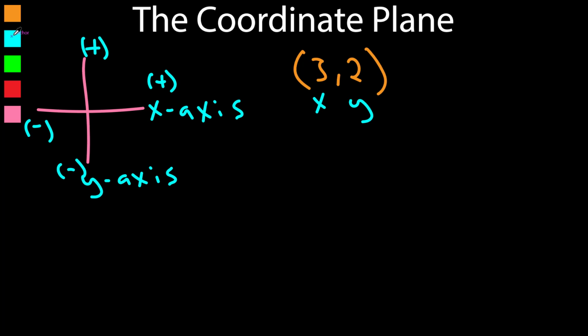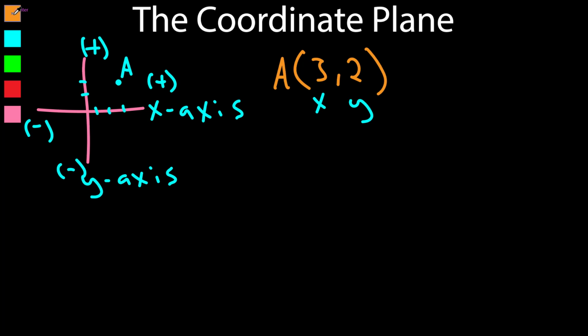So if I'm going to show (3, 2) on this coordinate plane, I'm going to go 3 in the direction of x, then 2 in the direction of y. So I'm going to go over 1, 2, 3 on x, and I'm going to go up 1, 2 on y, and that's going to give me this point here. Now, if this was listed as A on our graph, we're going to make this A.